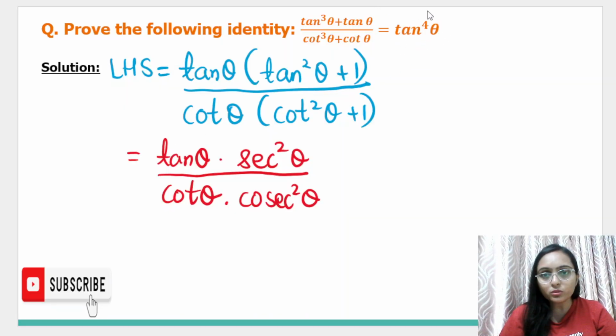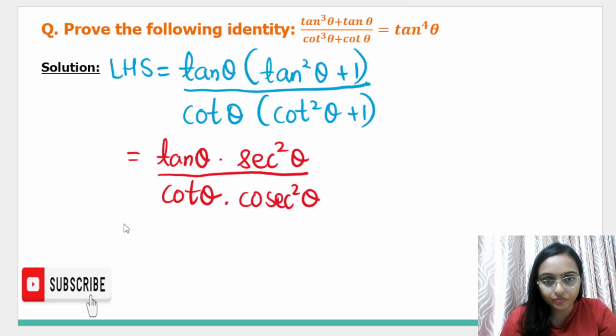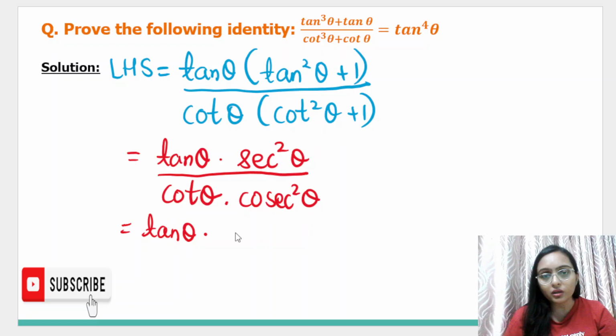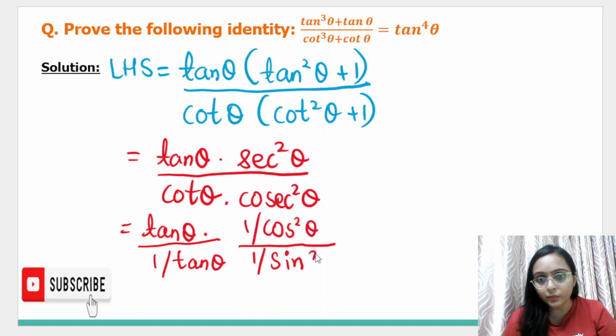Now, if you see the RHS, we want only tan⁴θ. So the remaining terms we will convert into tan. Let's see how. So tanθ we will keep as it is. Now, we know that cotθ is nothing but 1 upon tanθ. So in the next step we will take it in the numerator. Then sec²θ is nothing but the reciprocal of cos²θ and cosec²θ is the reciprocal of sin²θ, correct?